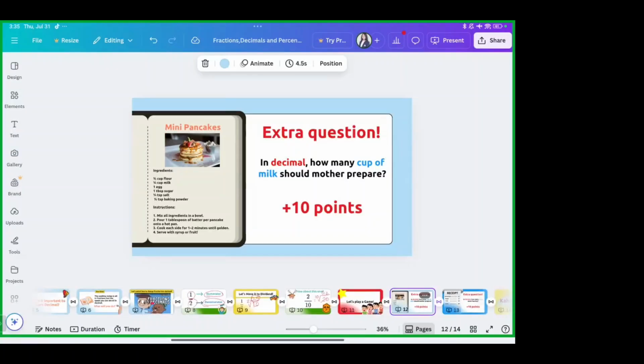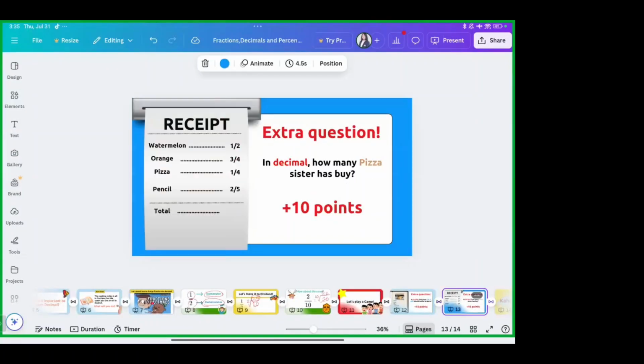Okay, next question. Group 2, Miss. Group 2, okay, sure. So the answer is 0.25. Sorry? 0.35. 0.25. Cool. Amazing, everyone. So the winner is group 1. Yay.